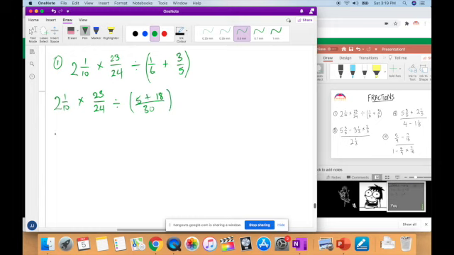So that means that now I have 2 and 1 over 10 multiply by 23 over 24 divided by, what is 18 plus 5? 23 over 30. Nice. So let me ask you something. From this point here, which one should I do first? The multiplication, or should I do the division, or does it not matter?